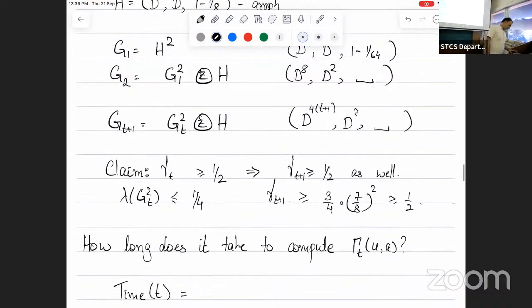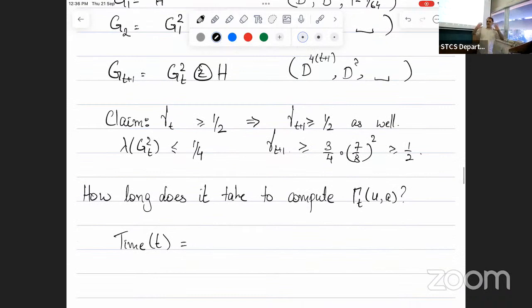Okay, great. Now let's get a sense of, we wanted to know how explicit this graph family is. So how much time will it take if I were to ask you to compute some a-th neighbor of a vertex u in the graph G_t? I'm calling that gamma t for this. I want to know how much time this will take.